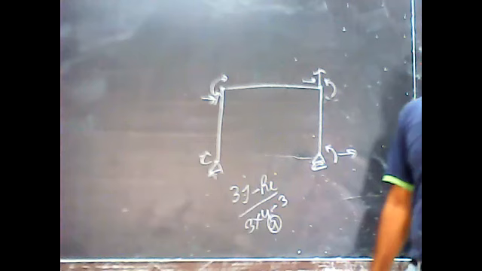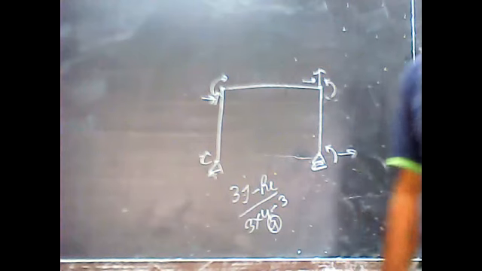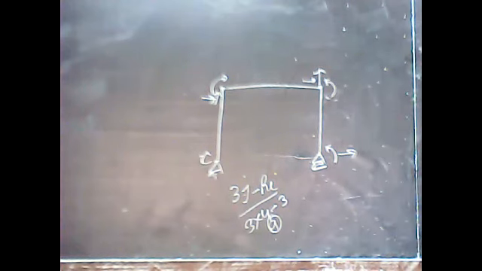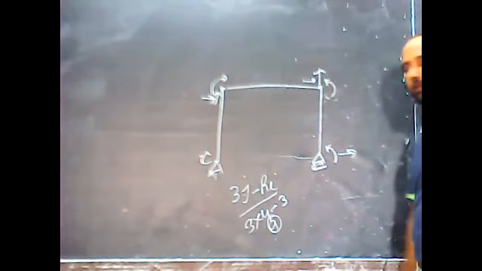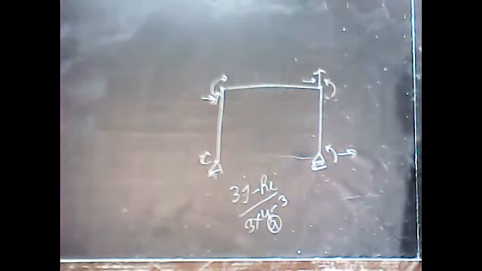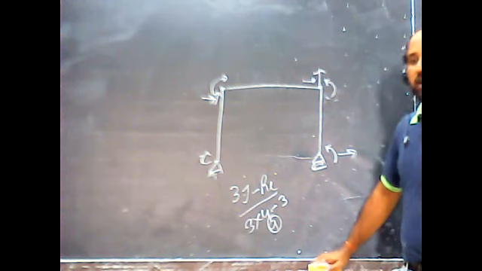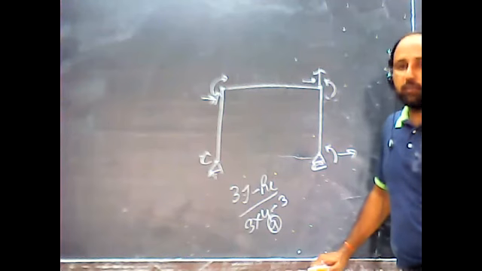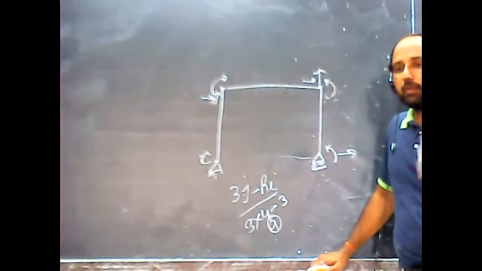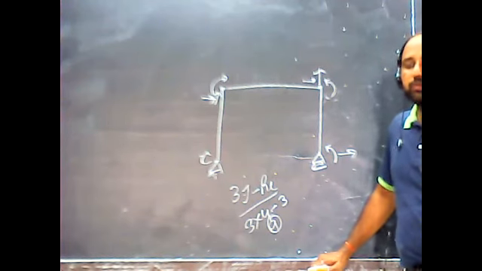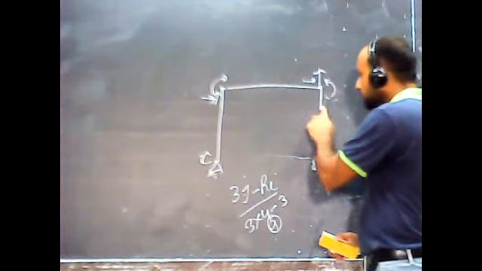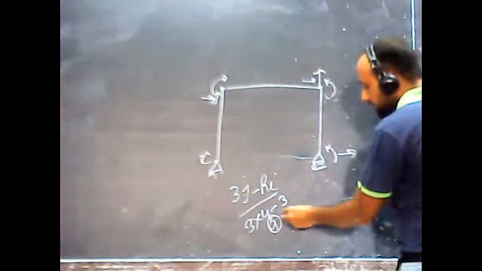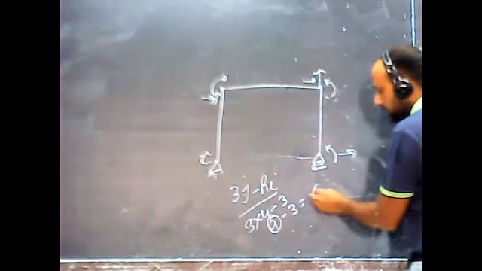Now the question comes: if the members are inextensible, in that case how many degrees of freedom will be remaining? For the inextensible condition, whatever the number of members, you have to reduce that number. For each member, 1 degree of freedom will be reduced. In that case, how many members? 1, 2, 3. If it is inextensible, you have to remove that and the value comes out to be 6.